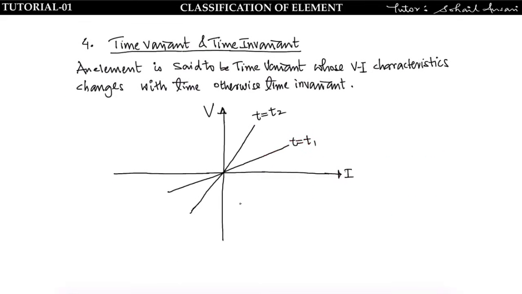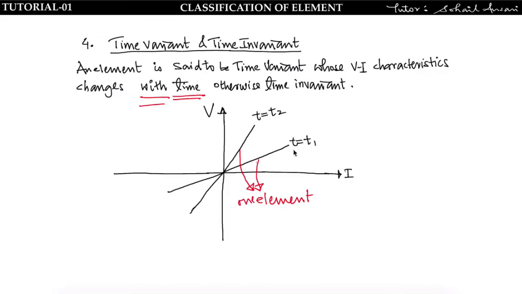Now see time variant and time invariant. This is very simple. An element is said to be time variant whose VI characteristics change with respect to time. If the VI characteristics are changing with respect to time, then that element is known as a time variant element, otherwise time invariant. See, I am drawing the VI characteristics of one element.